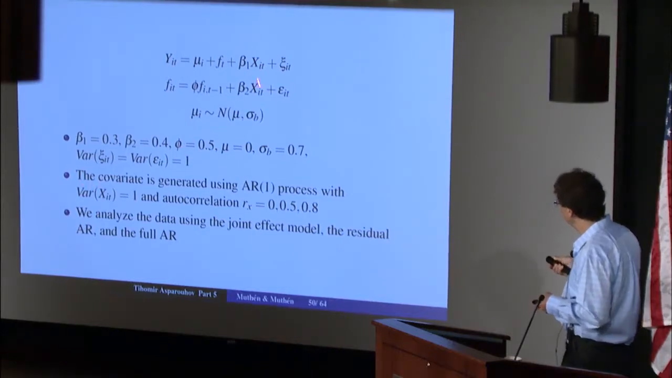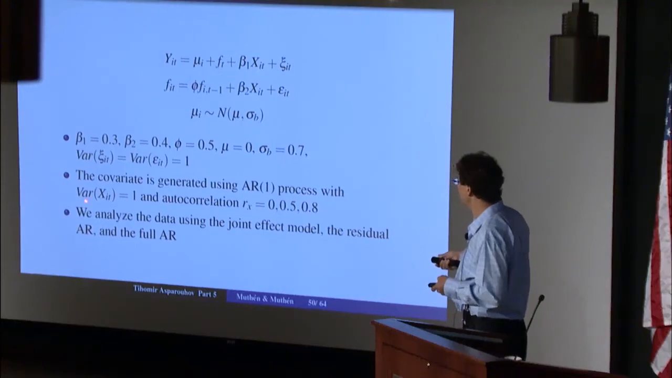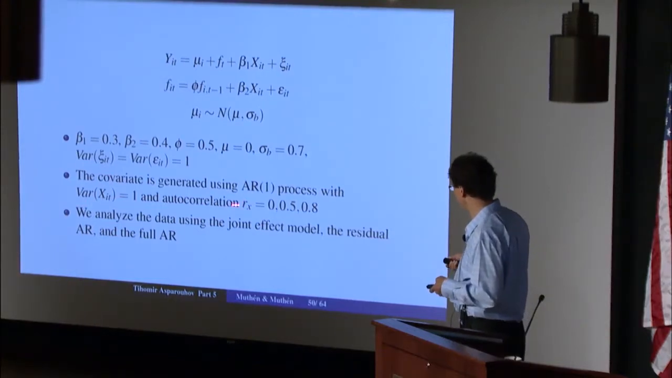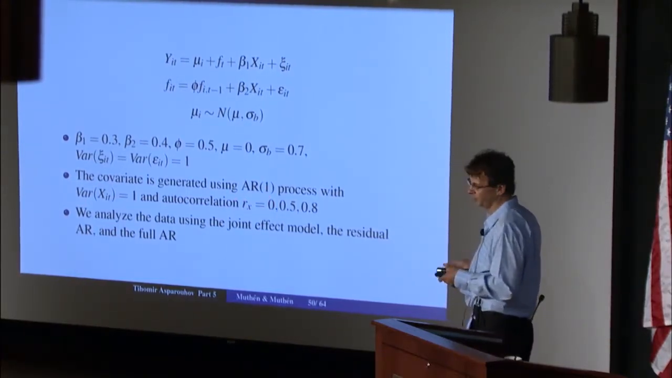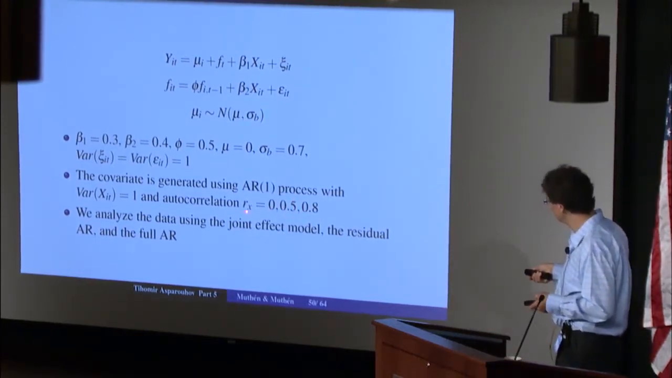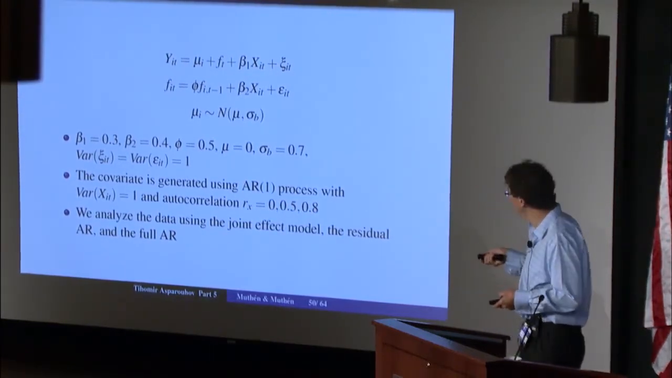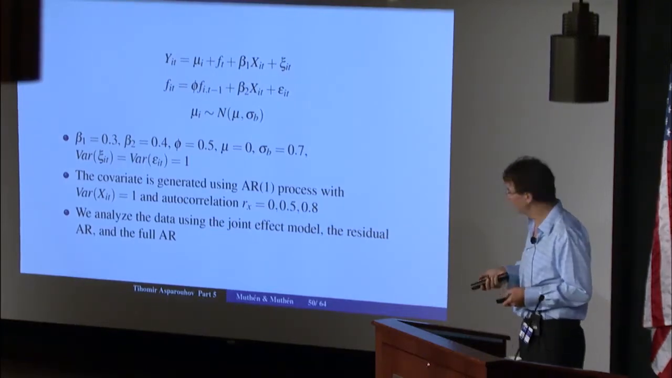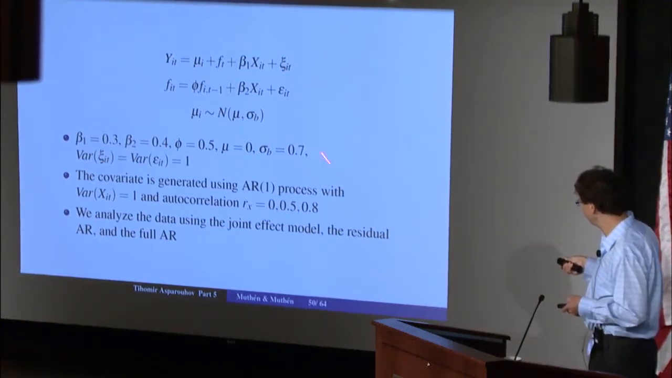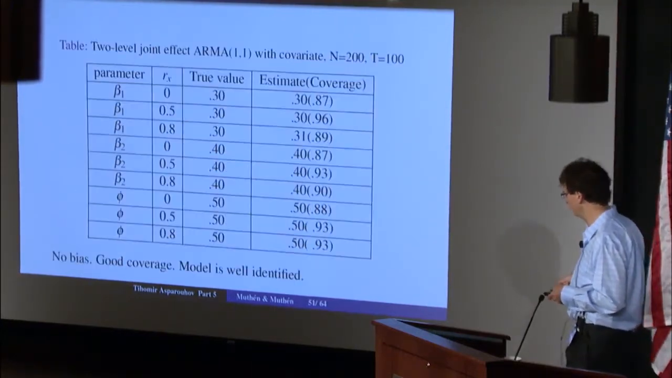When we generate this covariate, of course, it's important to figure out how to generate it. We generate it from an AR1 process, and we vary the autoregressive coefficient for that generation process. When Rx equals 0, the covariates are independent of each other. As Rx converges to 1, the covariate becomes a lot more like the time variable. Anyway, we will generate data according to the joint model, and then analyze this with the residual AR and the full AR.